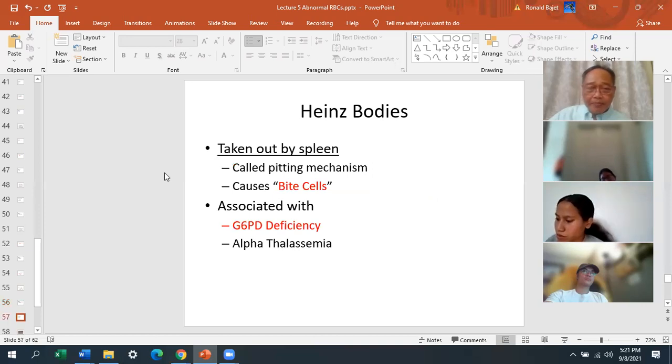Remember, Heinz bodies are taken out by the spleen, called a pitting mechanism. So it takes a bite out of the red blood cell, leaving a bite mark, if you will. It's associated with G6PD deficiency and alpha thalassemia, mainly G6PD deficiency. So remember, Heinz bodies, bite cells, and G6PD deficiency are all associated with each other.